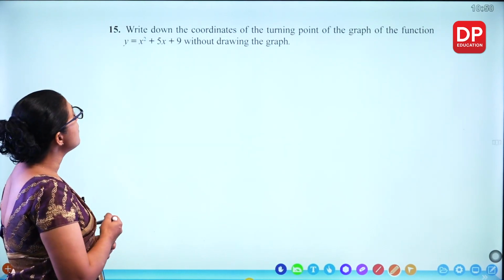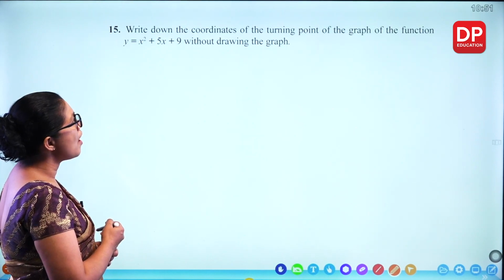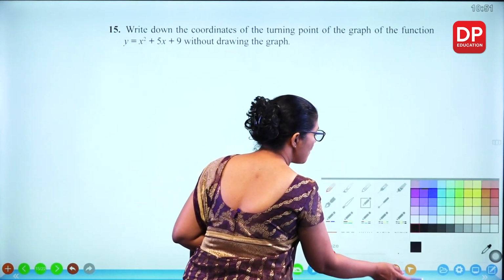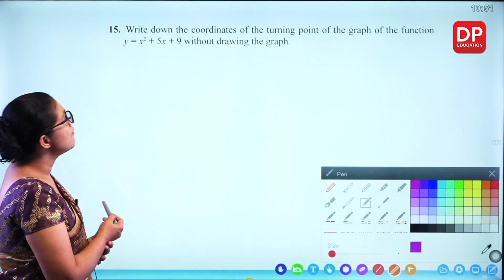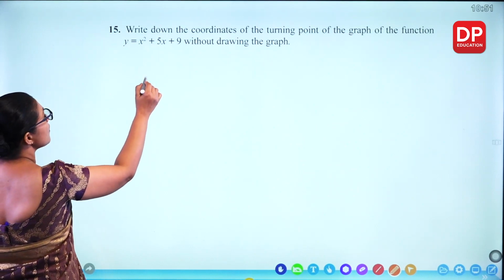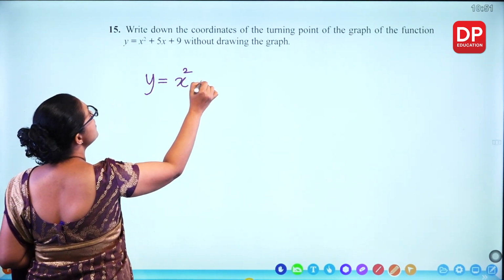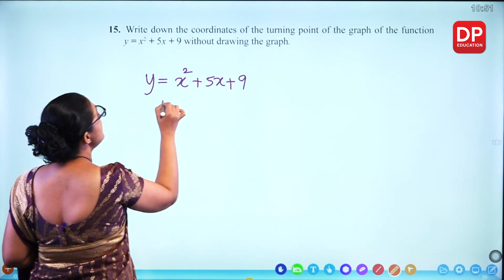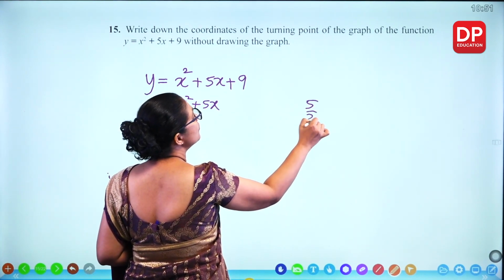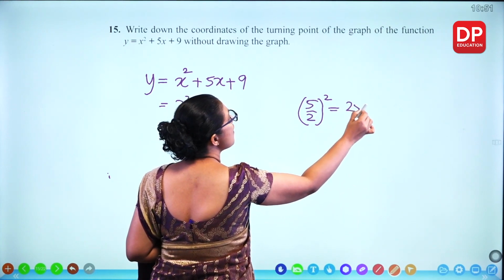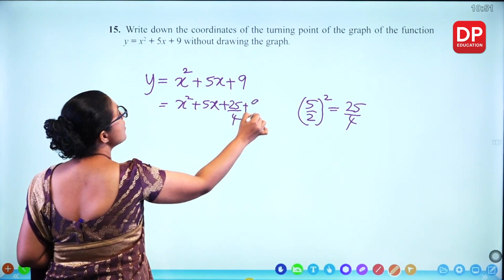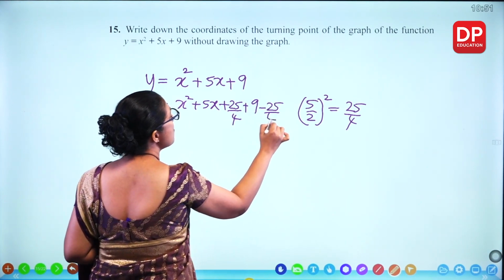Question number 15. Write down the coordinates of the turning point of the graph of the function x squared plus 5x plus 9 without drawing the graph. So how can we identify the turning point? If we can rearrange this into a square term, the completing the square method is needed. What's the method? Take the second term, divide by 2 and square it. You get 25 over 4. So you need to add 25 over 4, and in order to get no difference, you subtract the same value.